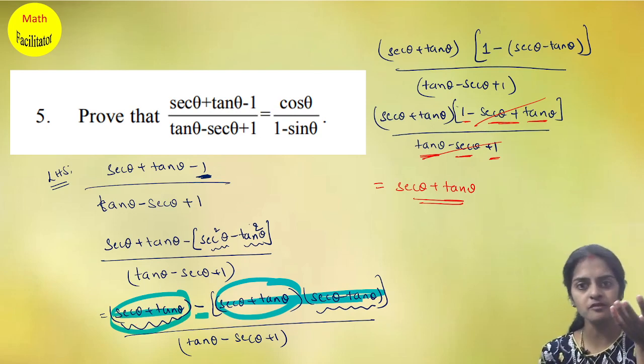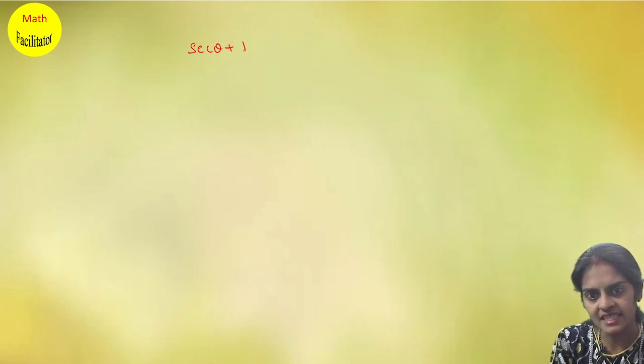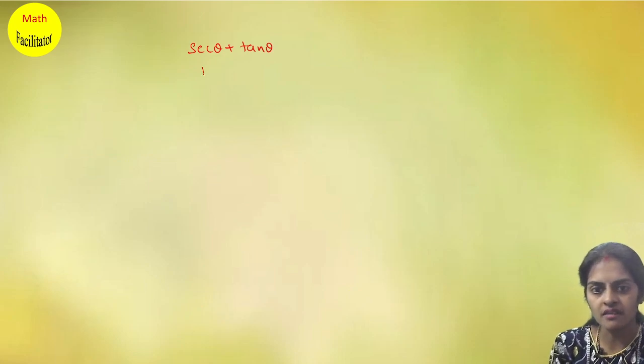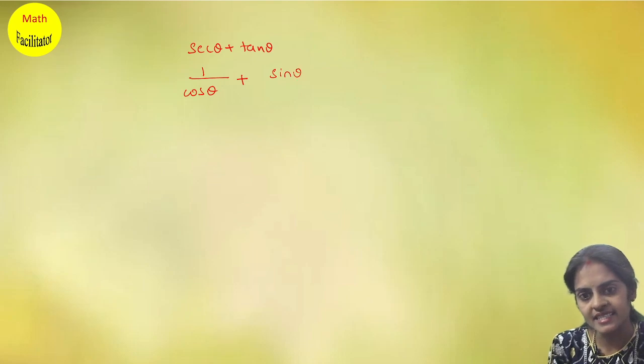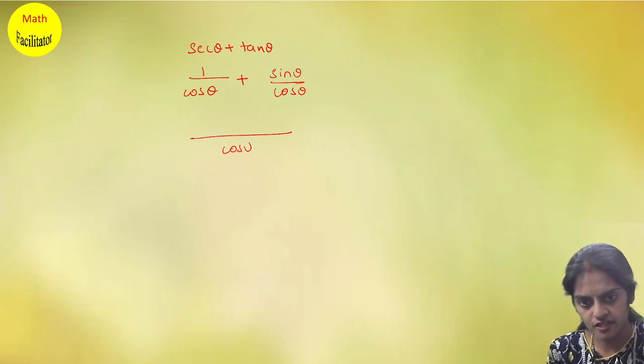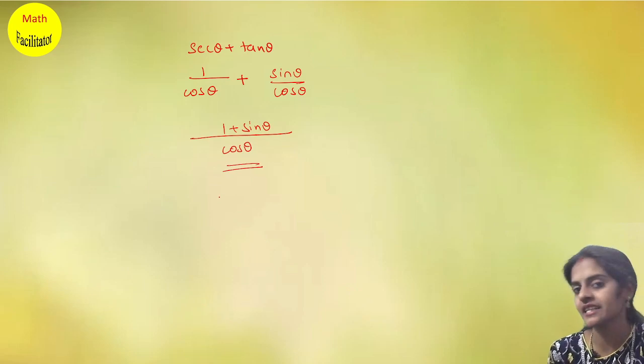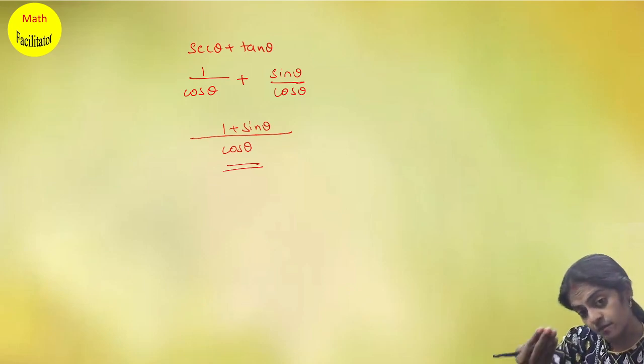But what you have to prove, go back to the question and see. What you have to prove is cos theta by 1 minus sin theta. So I am taking what I got finally, secant theta plus tan theta, but I want it in terms of cos theta and sin theta. So convert secant theta in terms of cos theta: it is 1 by cos theta. Tan theta is sin theta by cos theta. Taking LCM, cos theta is the common denominator. But this is also not there. Cos theta by 1 minus sin theta I want. I got 1 plus sin theta by cos theta.